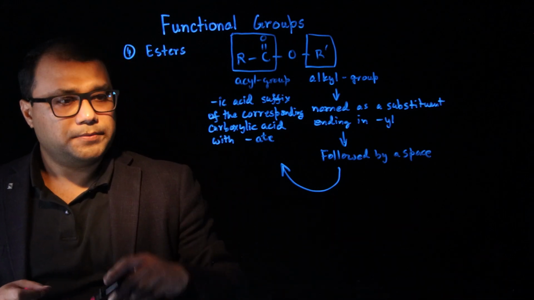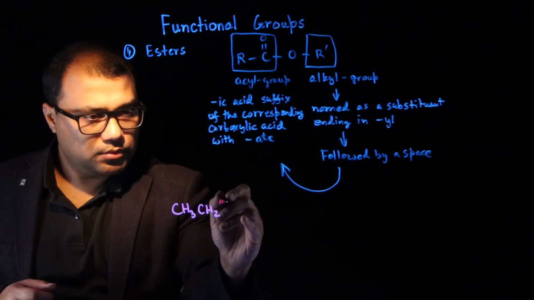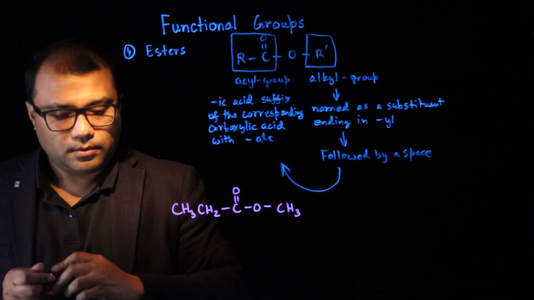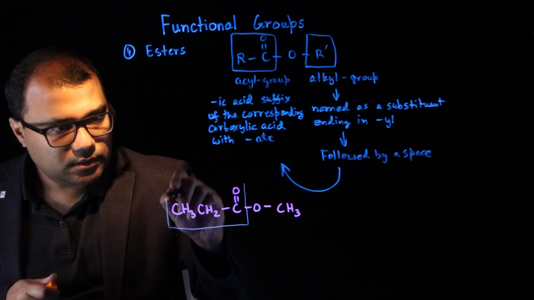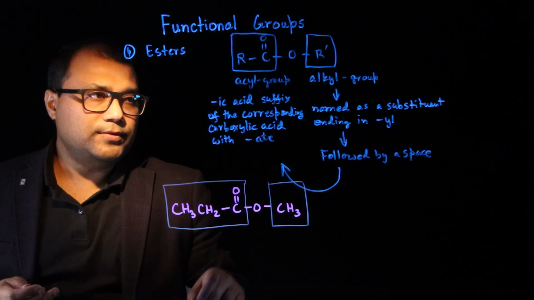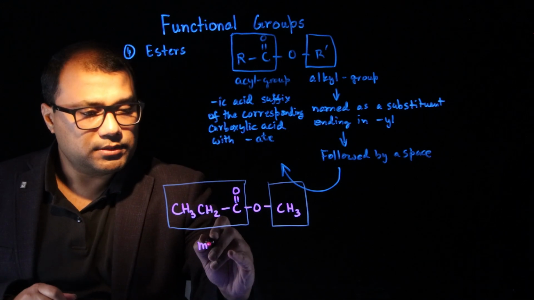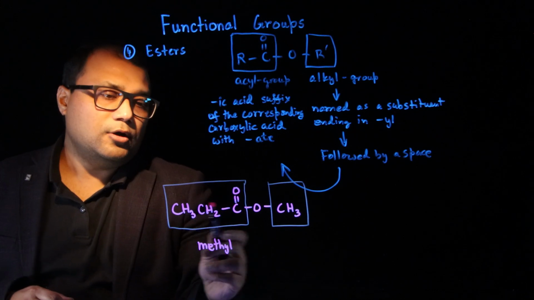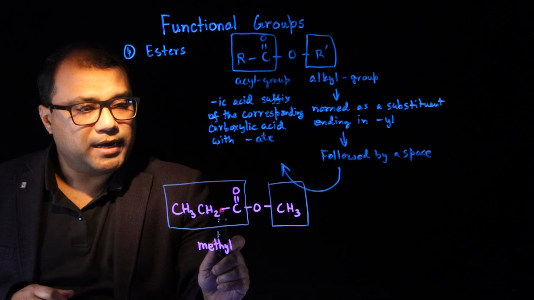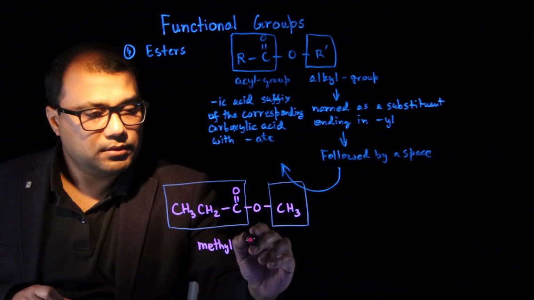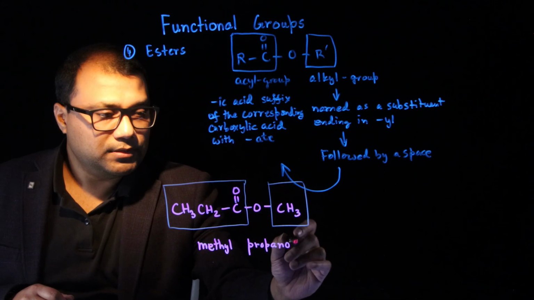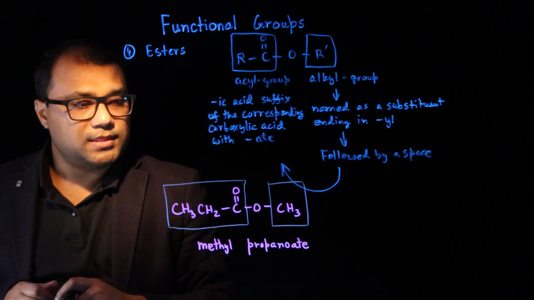Let's take an example and this will become clear. So let's say we have CH3, CH2, C double bond O, O, CH3. Okay. Can you see that this part is the acyl group and this part is the alkyl group? So we start with the alkyl group first. So we will say this is methyl, and the corresponding acid of this one is, so this is 3 carbons, so this was propanoic acid. We'll have to have a space here. We will write propano. We will replace ic acid with noate. So this is methyl propanoate.